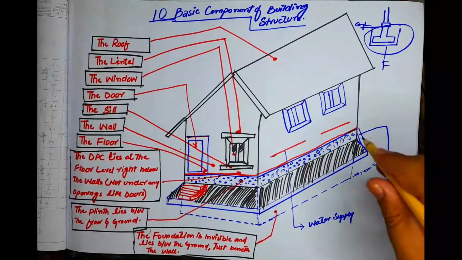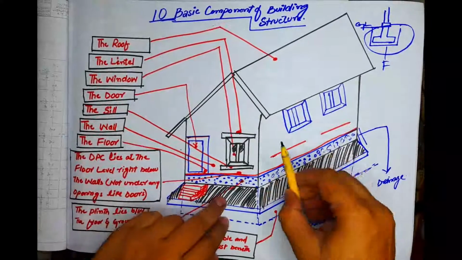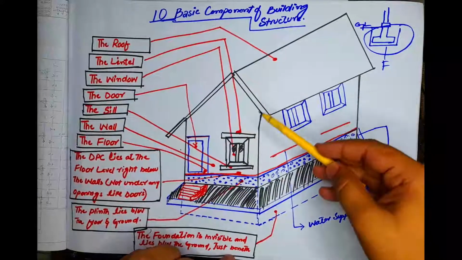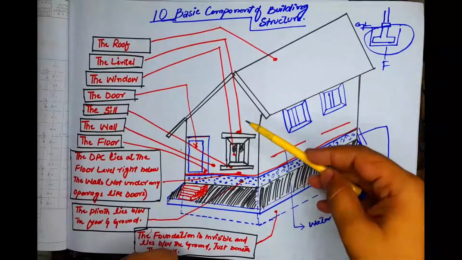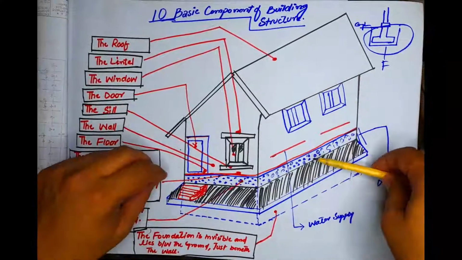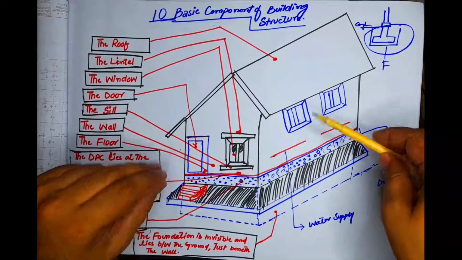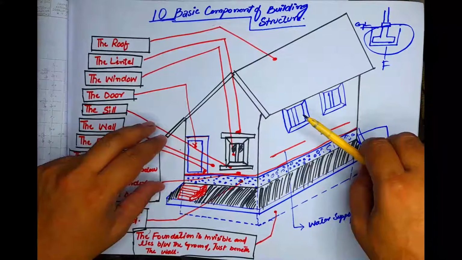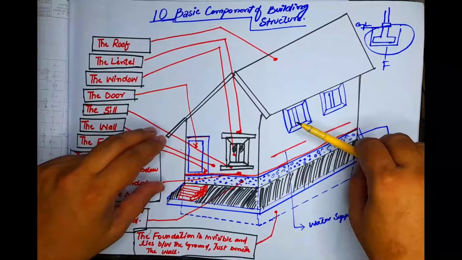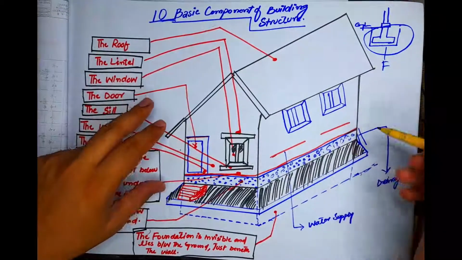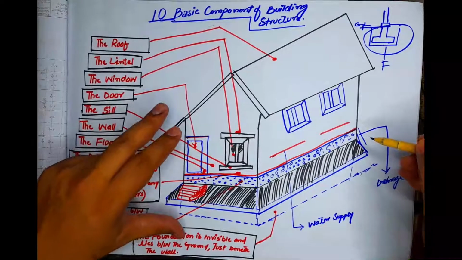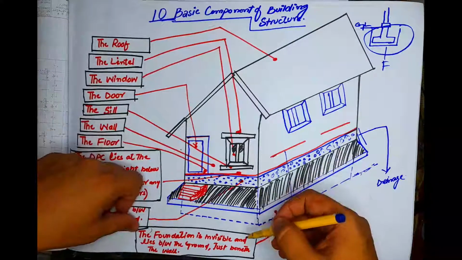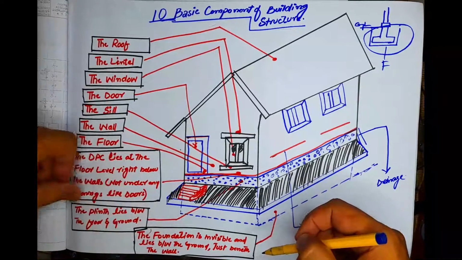Foundation is necessary to evenly distribute the entire building load on the soil in such a manner that no damaging settlement takes place. Hence the foundation needs to be constructed on good soil ground, on hard strata. So this is the first basic component.